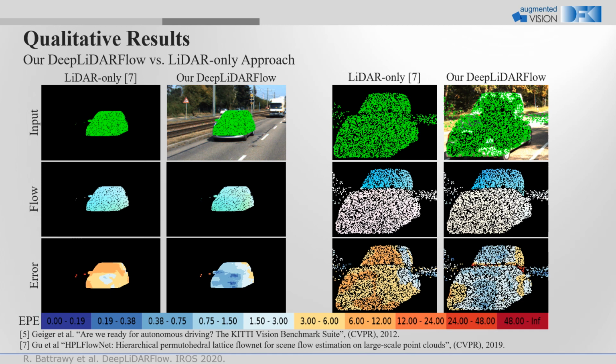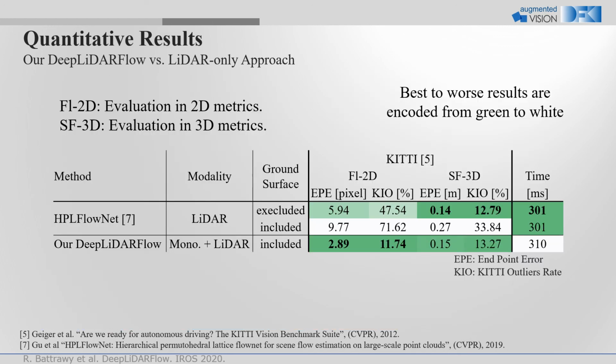LiDAR measurements that belong to the street surface have been excluded in this comparison as a necessary requirement of the LiDAR-only approach. Quantitative results confirm that the fusion is important for robust scene flow estimation of the entire scene in a single pass.